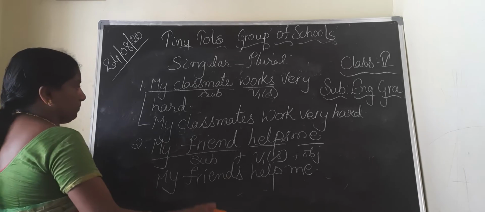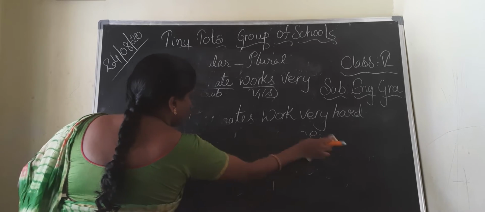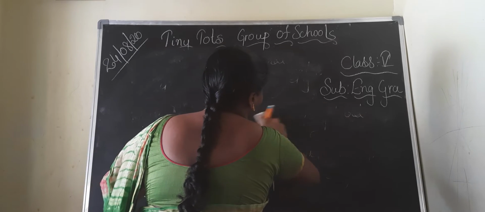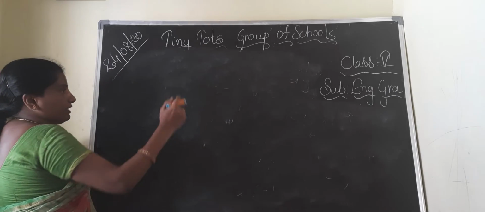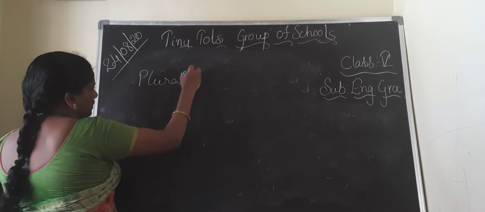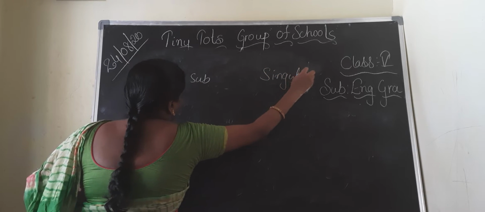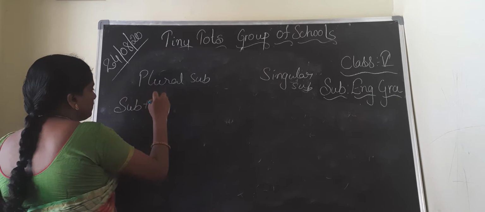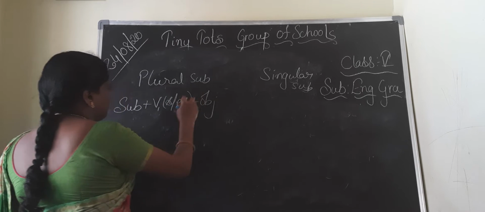So children, in the positive statements of the simple present tense, what we have learned? We have learned the structure of the simple present tense, and according to the subjects, I am just dividing singular subject and plural subject, the structure will vary for you. Subject with V1 with S or ES plus object.